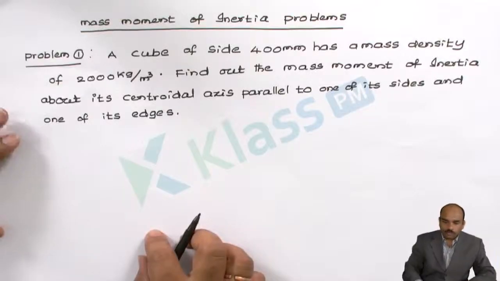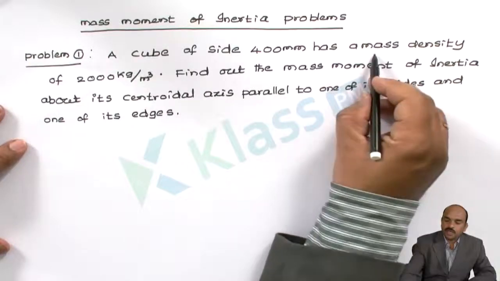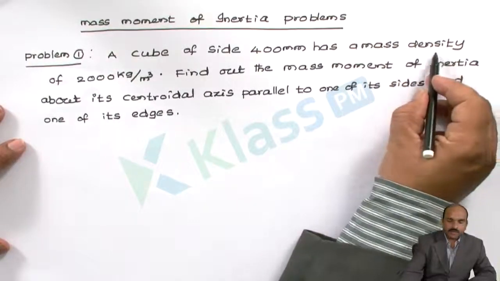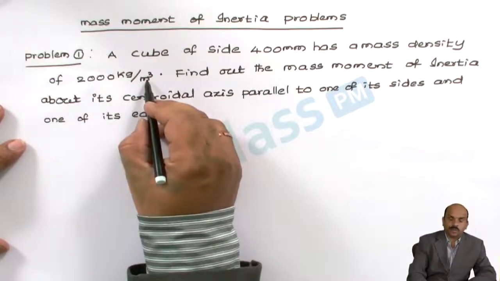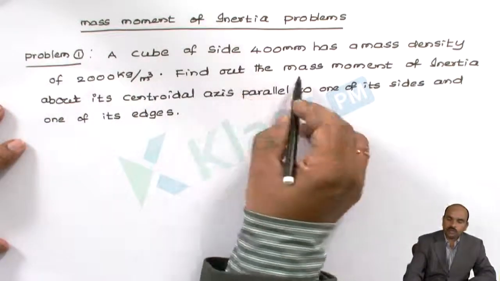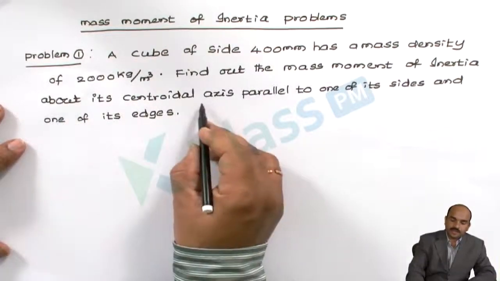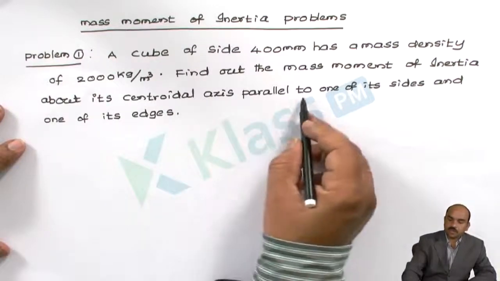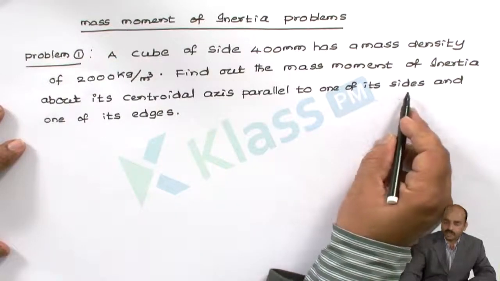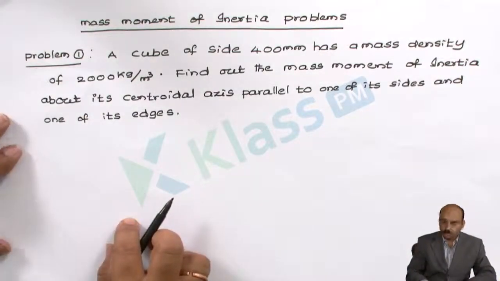So I'll read the problem. A cube of side 400 mm has a mass density of 2000 kg per cubic meter. It is asking to find out the mass moment of inertia about its centroidal axis parallel to one of its sides and one of its edges. So first let us take a cube.